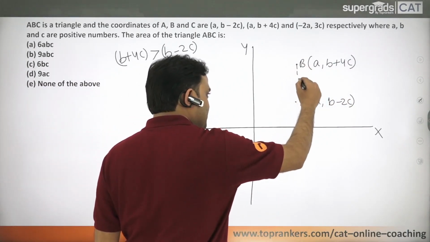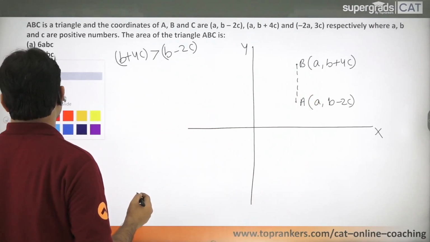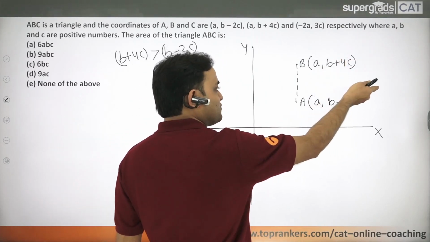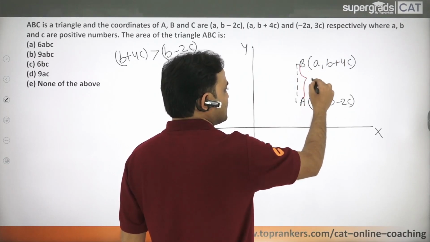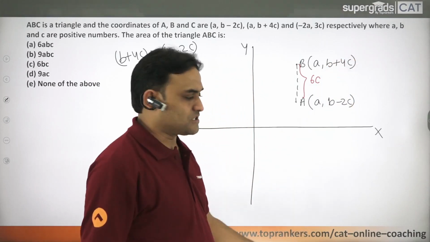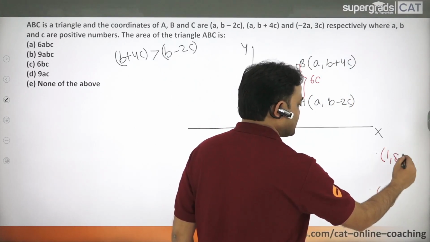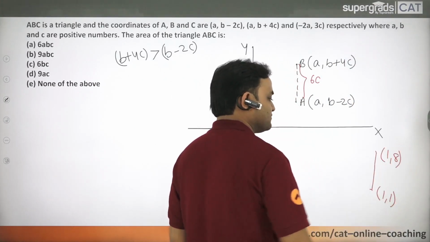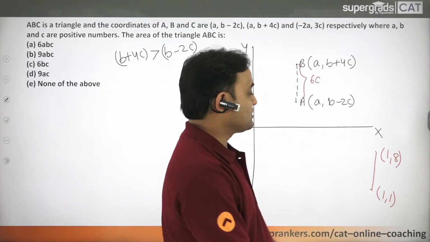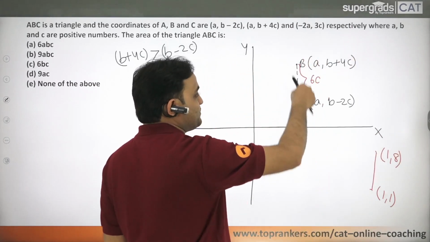The length of AB we can find out very easily. It will be nothing but the difference of the y coordinates: b minus 2c and b plus 4c. What's the difference? Can we say this length is very easily 6c? If you subtract the y coordinates, just for example, if this point is (1, 1) and this point is (1, 8), what is the length of this line? Straight away 7, right? Because the x coordinate is the same. So the length of this line segment will be 7. That's why we can say the length of AB will be 6c.